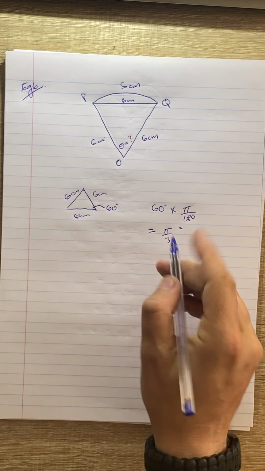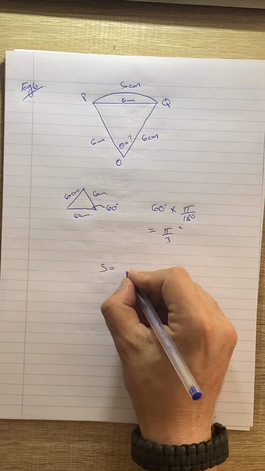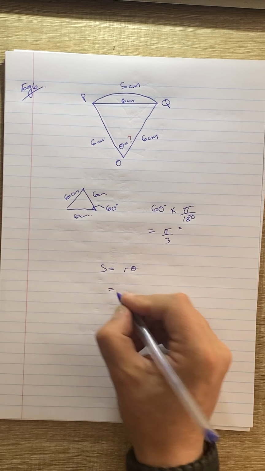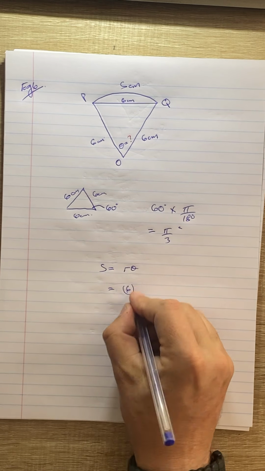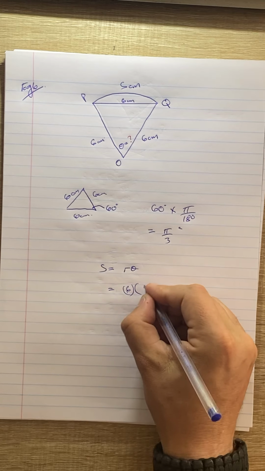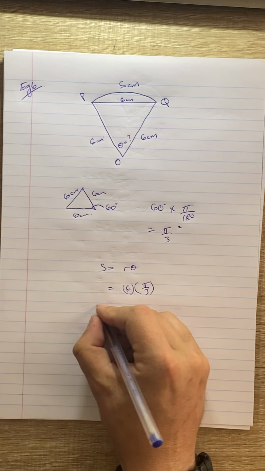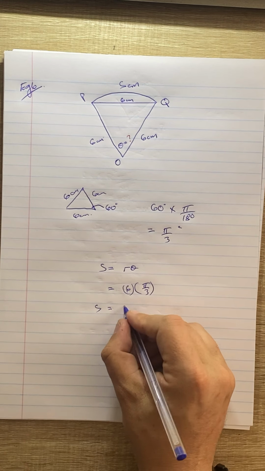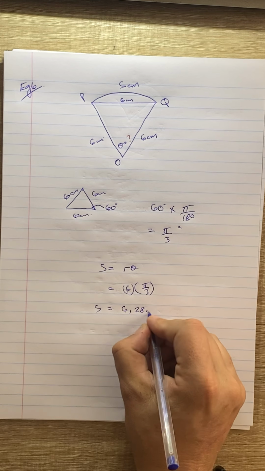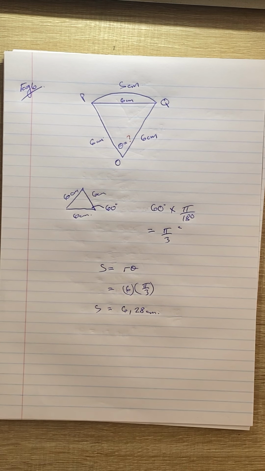So now we can work out the arc length. So S is equal to r theta. Plug in my values. R is 6. And my angle is pi by 3. And we get S is equal to 6.28 centimeters.